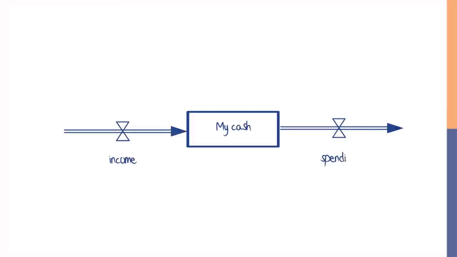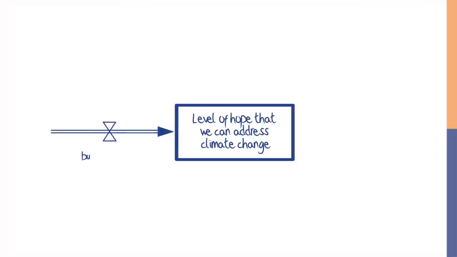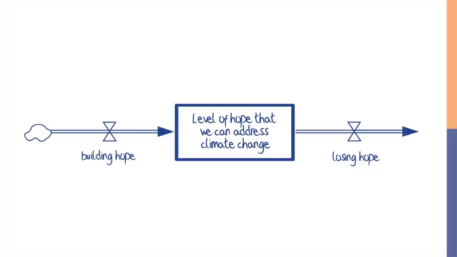Here's another. A stock, my cash, flows, income, and spending, measured in dollars per month. They don't just need to be countable, just quantifiable. Consider the level of hope that we can address climate change. It's a stock that's increased by building hope and drained by losing hope, two very different processes. By the way, we get to think, what's a better way to address things? Focus on the first or the second.